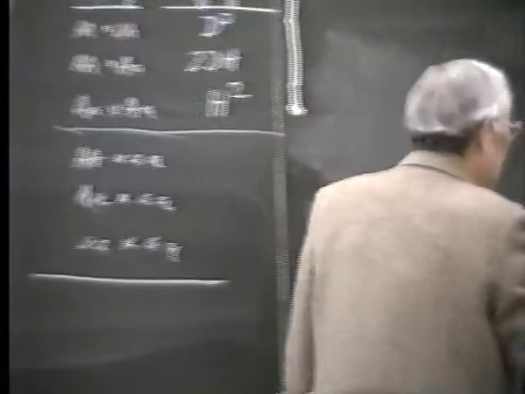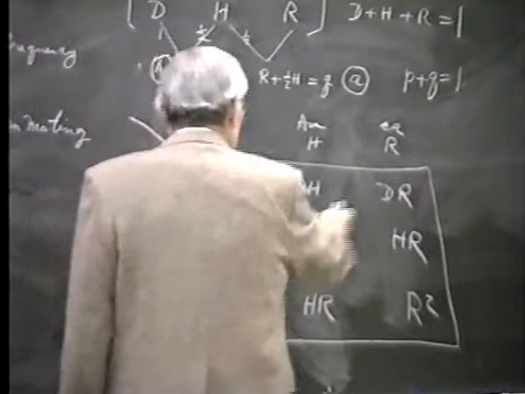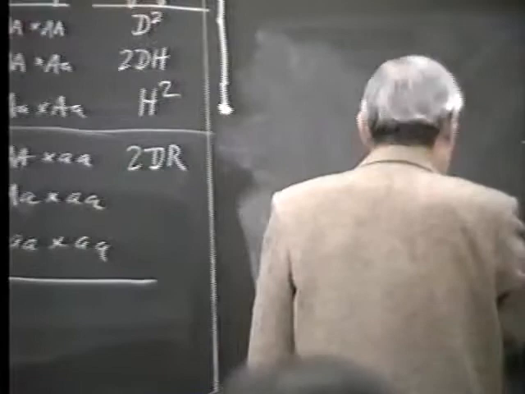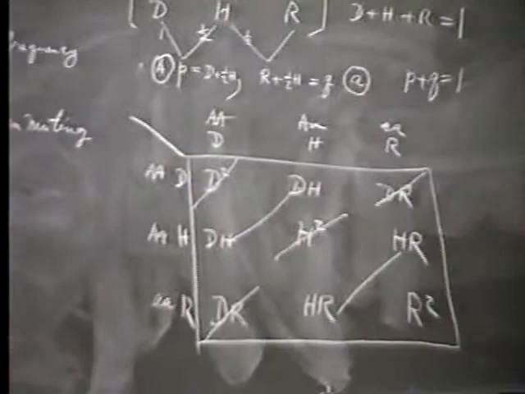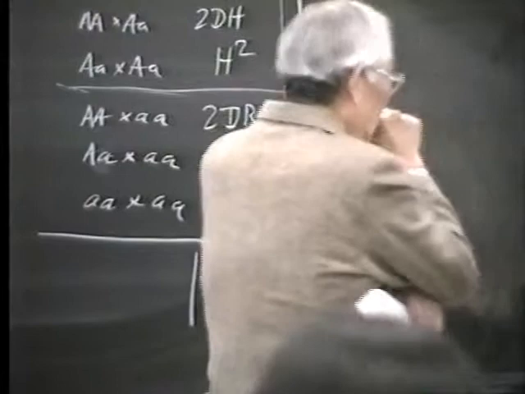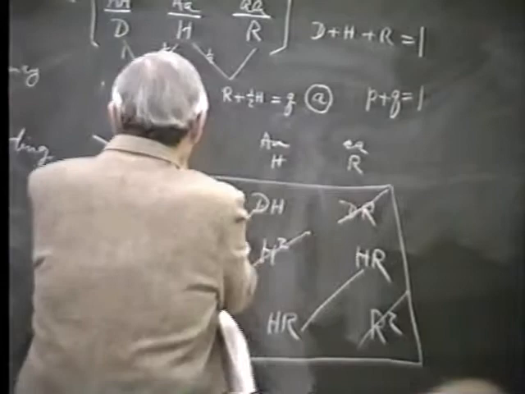Homozygous and homozygous, that's DR. Small a and capital A, the DR. This and this, 2 DR. Heterozygous and this, that's 2 HR. And this is R square. This is the regular mating.